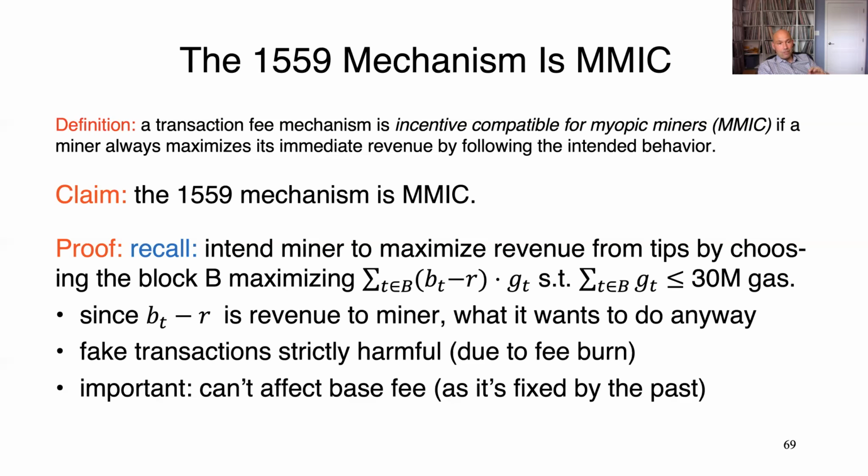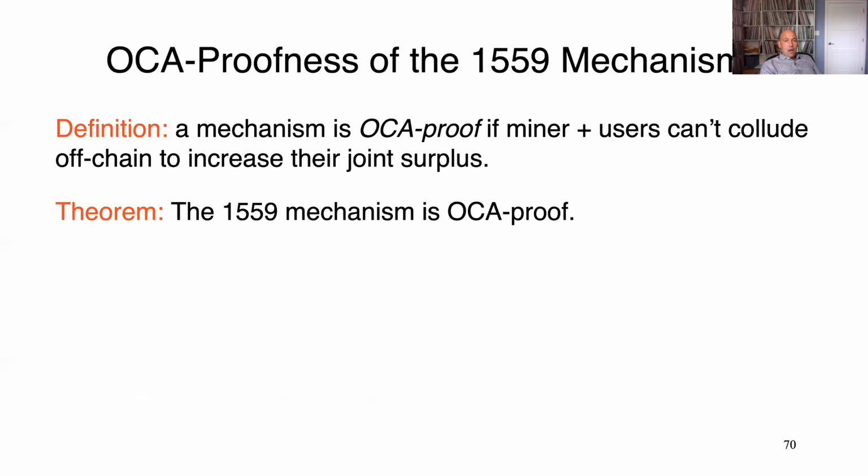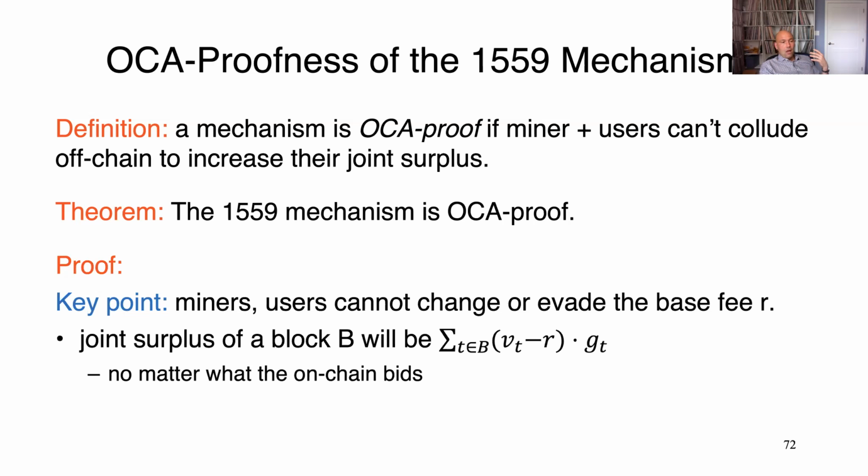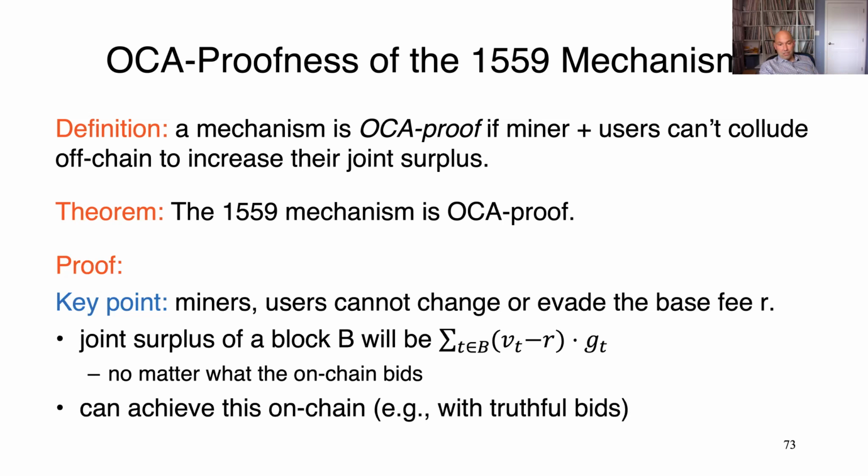We haven't lost that. We still have that. How about OCA proof? This was the property that says it shouldn't be the case that miners and users can collude off chain to defeat the protocol, like they could with our first attempt of a reserve price. And again, the 1559 mechanism, like first price auctions, is guaranteed to be OCA proof.